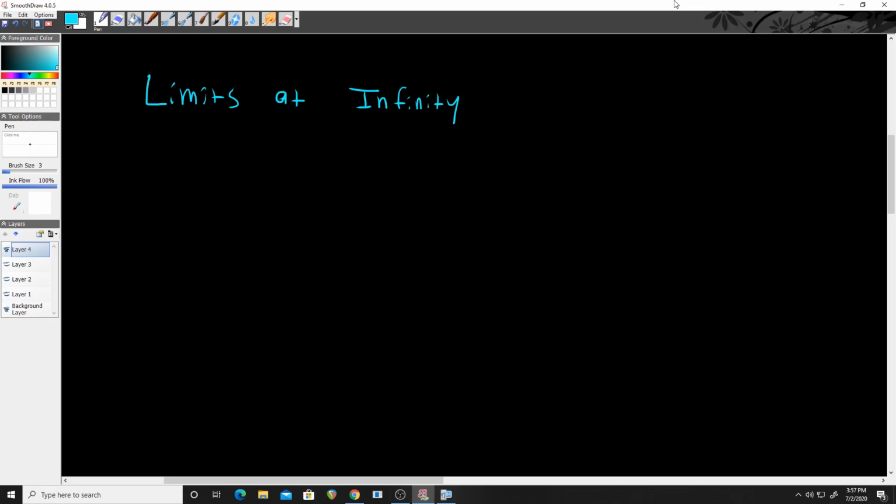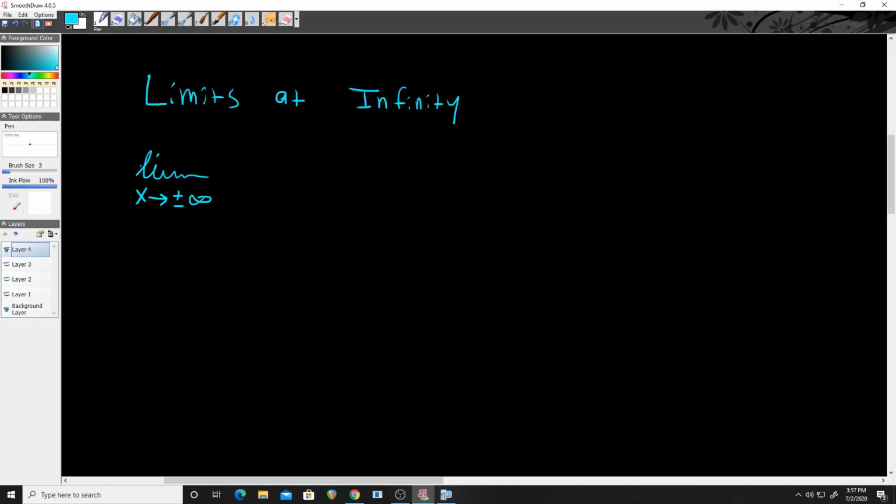Continuing our calculus journey: limits at infinity. Limits at infinity just have to do with exactly what it sounds like. It's literally the limit as x approaches plus or minus infinity.